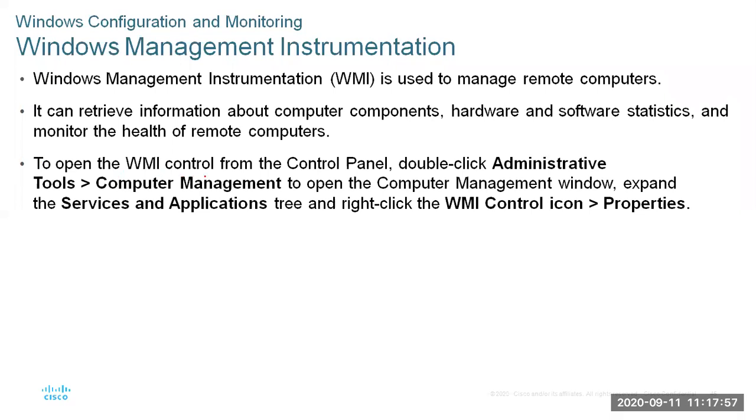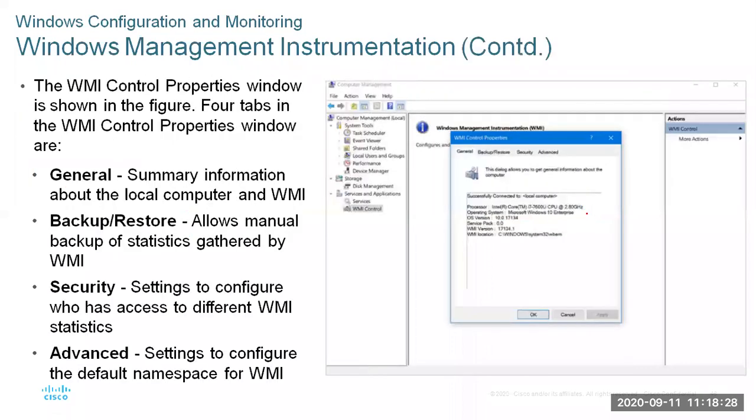So to open the Windows Management Interface controls from the Control Panel, you just double-click Administrative Tools, Computer Management to open the window, and expand the Services and Applications tree. Then right-click the WMI Control icon and then Properties. We do that especially when you want to monitor certain Windows servers or Windows systems, or maybe you want to help somebody remotely, or you need somebody's help.